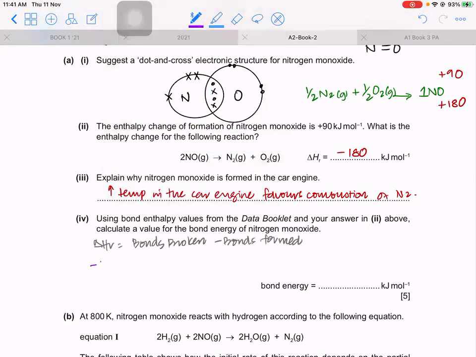Delta H is given to us. We just calculated it actually, minus 180. Bonds broken will be of the reactant. We need to find this bond energy. Can we call this 2x? Minus bonds formed. What are the bonds formed?